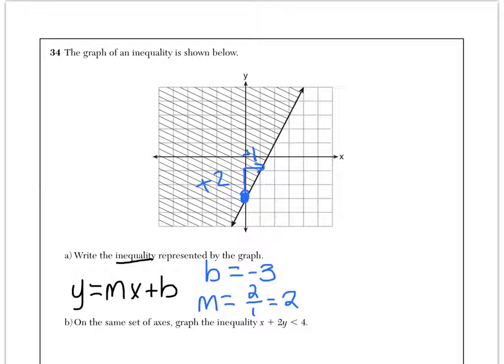There's a couple other things that we need to talk about with this. Y is not equal to anymore. We need to determine, is it greater than, less than, greater than or equal to, or less than or equal to. The first thing I notice is that our graph is shaded above the line. So we know it's a greater than symbol. Now I'm going to look and see, is my line solid or dashed? It's solid, which means it can equal that line. So greater than or equal to. My m is 2, so 2x minus 3.